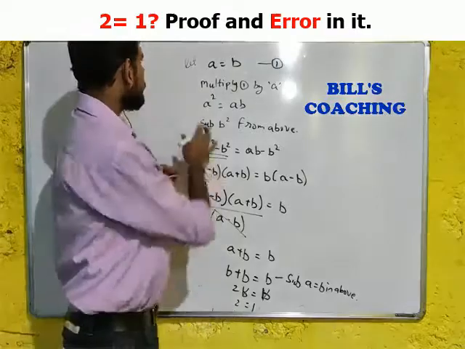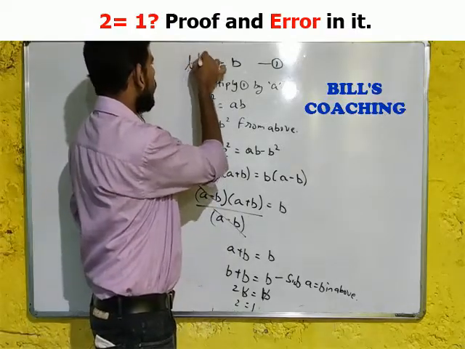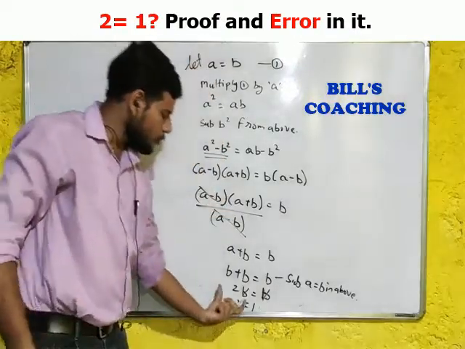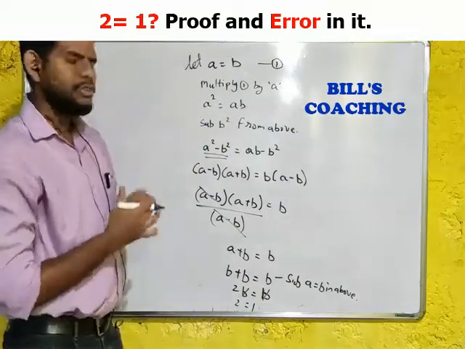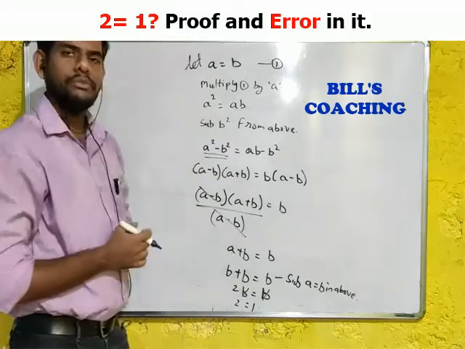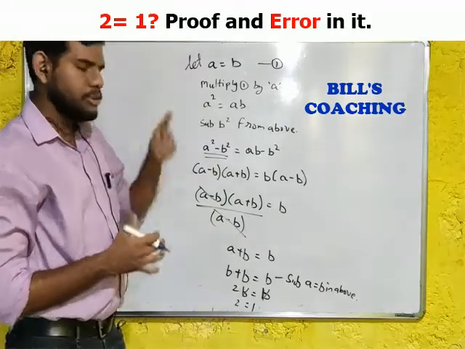So this is a very interesting proof actually, and obviously something is wrong in this proof because we know 2 is not equal to 1. Okay, so pause this video for some time, check this proof and try to figure out what is wrong in this.